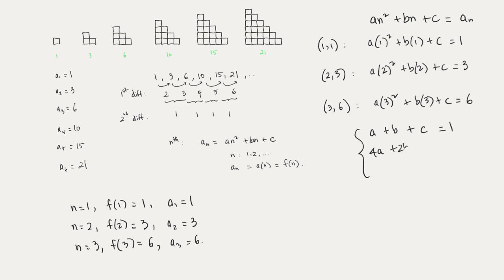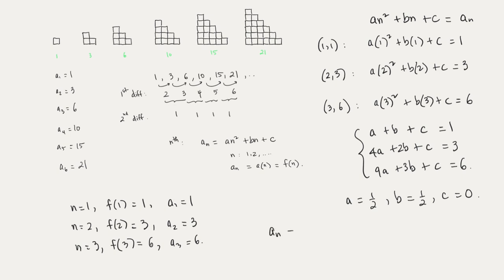4a plus 2b plus c equals 3. 9a plus 3b plus c equals 6. Solving this system of equations, we will get a equals 1/2, b equals 1/2, and c equals 0. We can solve this system of equations either using elimination or substitution methods, or we can even set up the augmented matrix as well and use a calculator to find the reduced row echelon form.